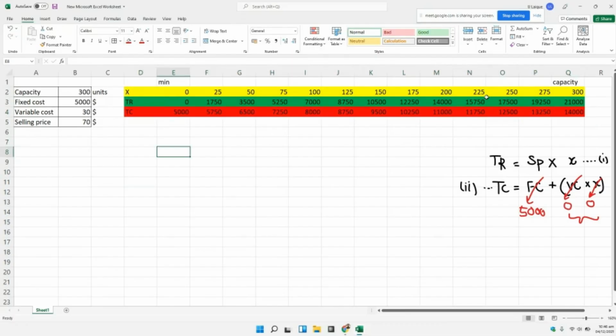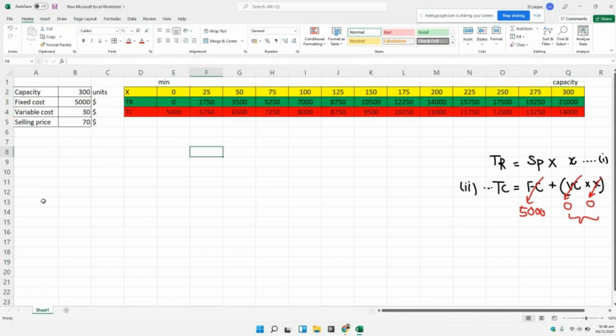So this yellow row represents the number of units produced and sold. The green one represents its corresponding total revenue, and the red one represents the total cost with reference to the number of units produced and sold. So let's bring it to the center. Now, if you observe this, you will notice that if I produce 25 units, the total revenue is basically 1,750, but the total cost is 5,750.